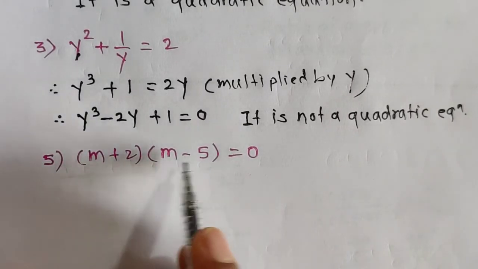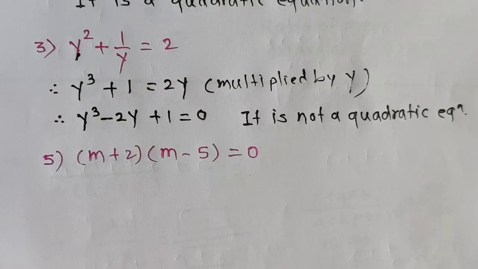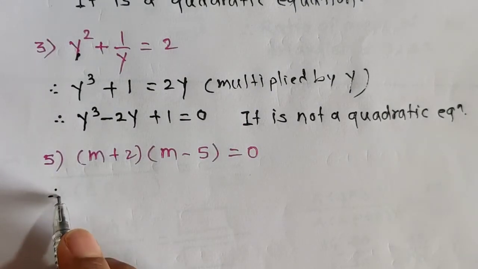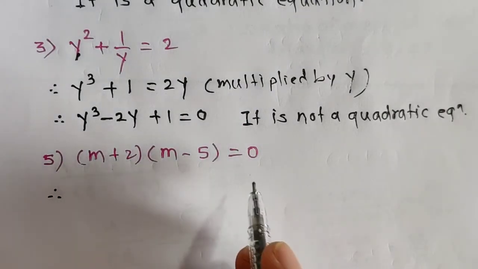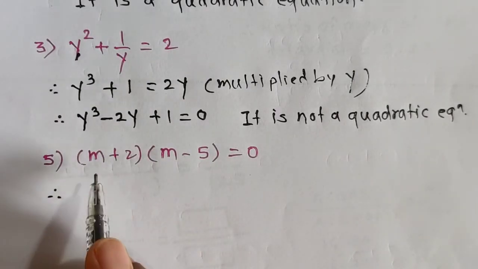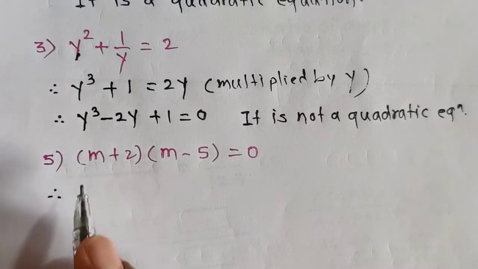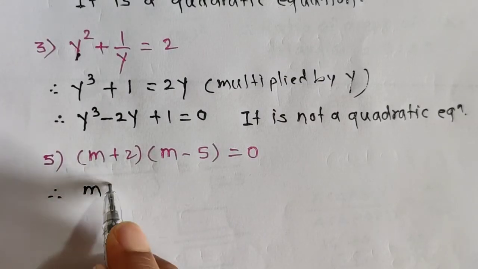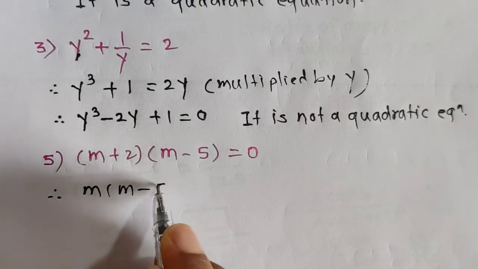(m + 2)(m - 5) = 0. So first open the brackets. Never decide directly by observing whether it is quadratic or not quadratic. Don't write directly. So first open the bracket: first term multiplied by the second bracket. Simple method: m into (m - 5).